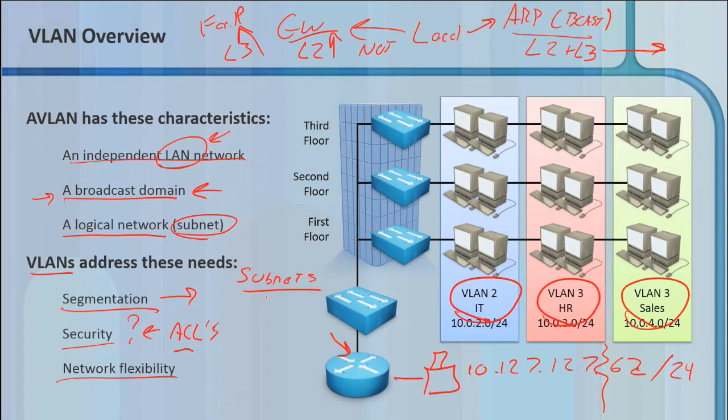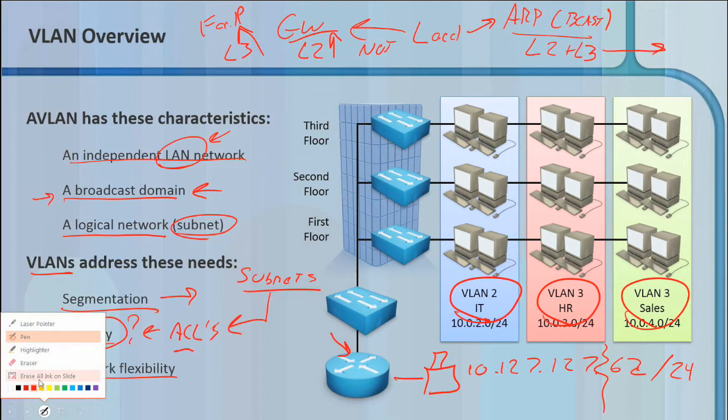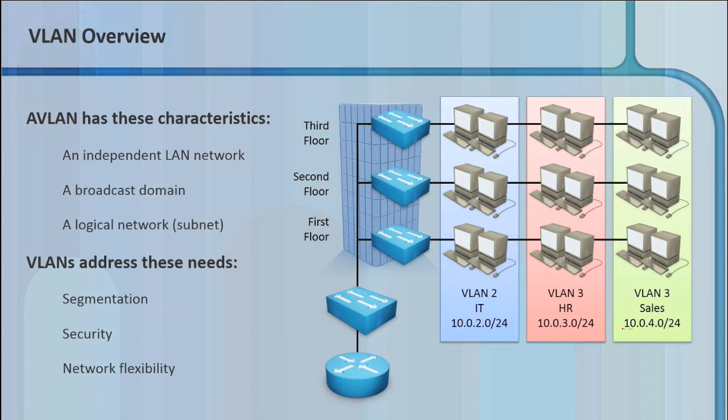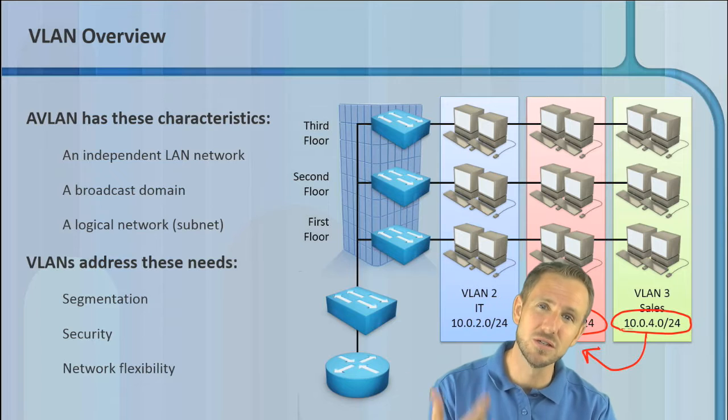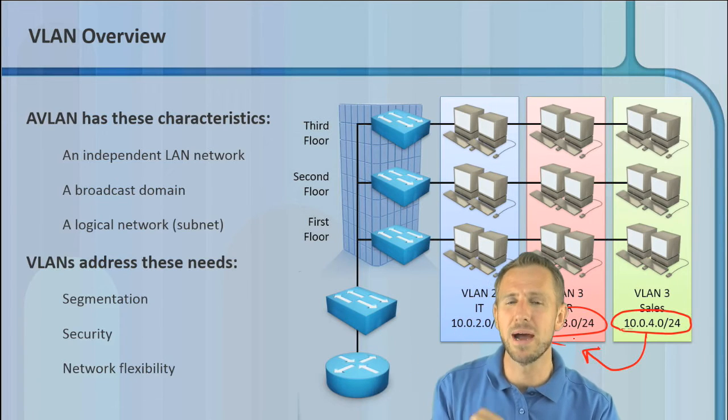And if I have subnets, that doesn't necessarily give me security, but it makes it much easier to perform secure operations. If I want to code an access control list and I want to prohibit the sales folks from getting into HR, well, can everyone think of an ACL that would prohibit 10.0.4.0 from getting to 10.0.3.0? That wouldn't be that hard, right? We could use an extended access list and say, hey, router, when you see packets sourced from 10.0.4.0 and they're destined to 10.0.3.0, deny those packets.